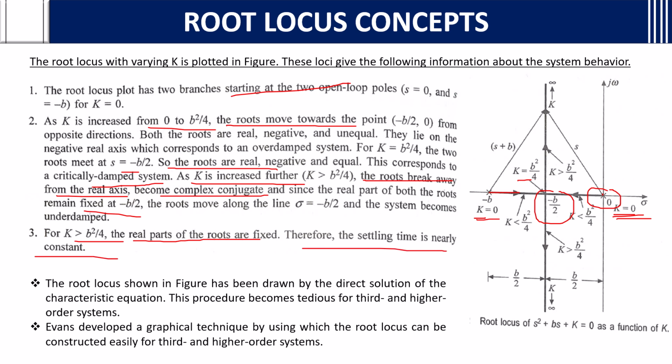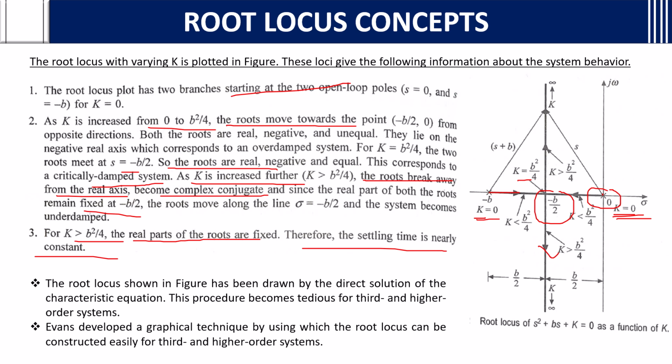So here the real part is fixed, and then they go beyond the real axis and break out into complex conjugate roots. They become complex conjugate. So when you connect all these, it becomes a triangle.